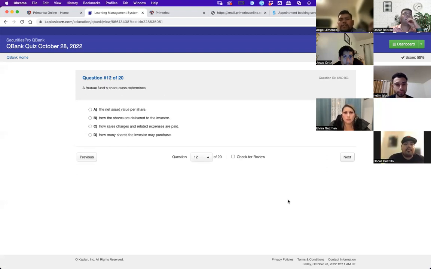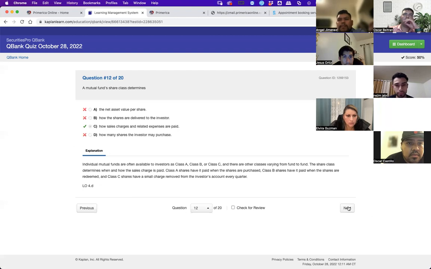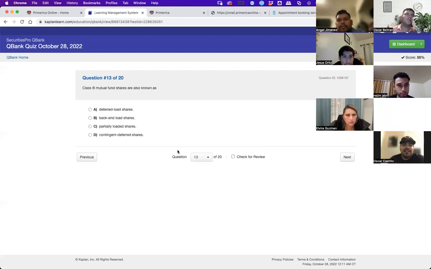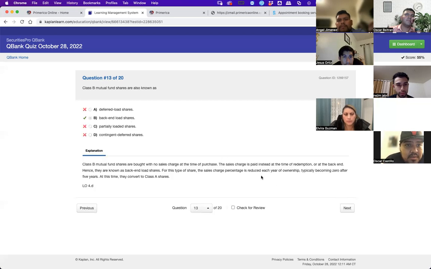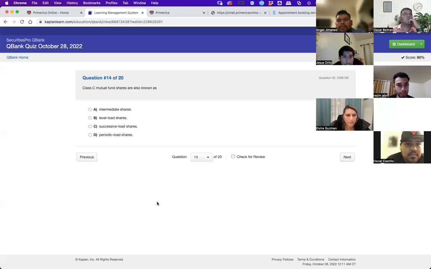All right, perfect. A mutual fund share class determines C, how sales charge and related expenses are paid. There you go. Class B mutual fund shares are also known as back end B. There you go. These are easy questions they give you on the exam. Class C is also known as intermediate.